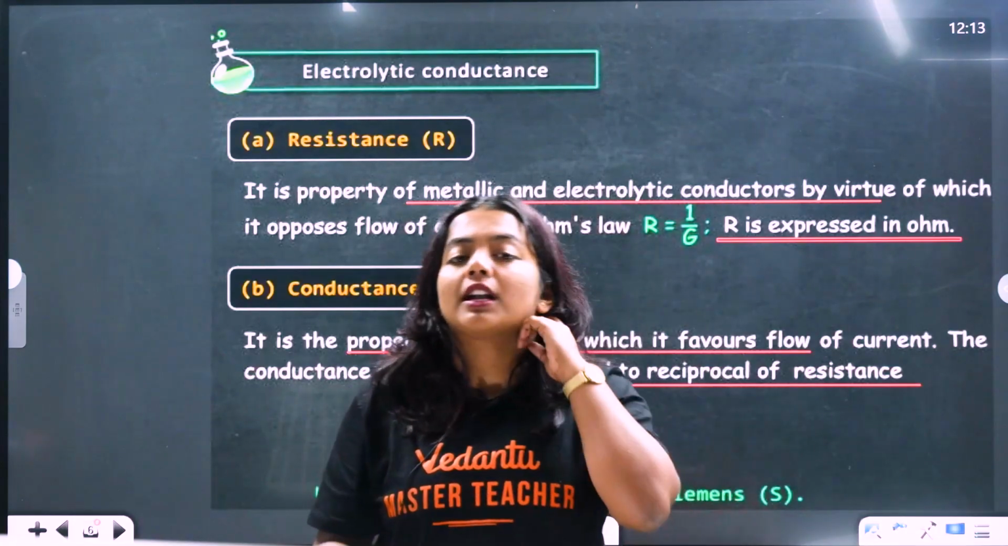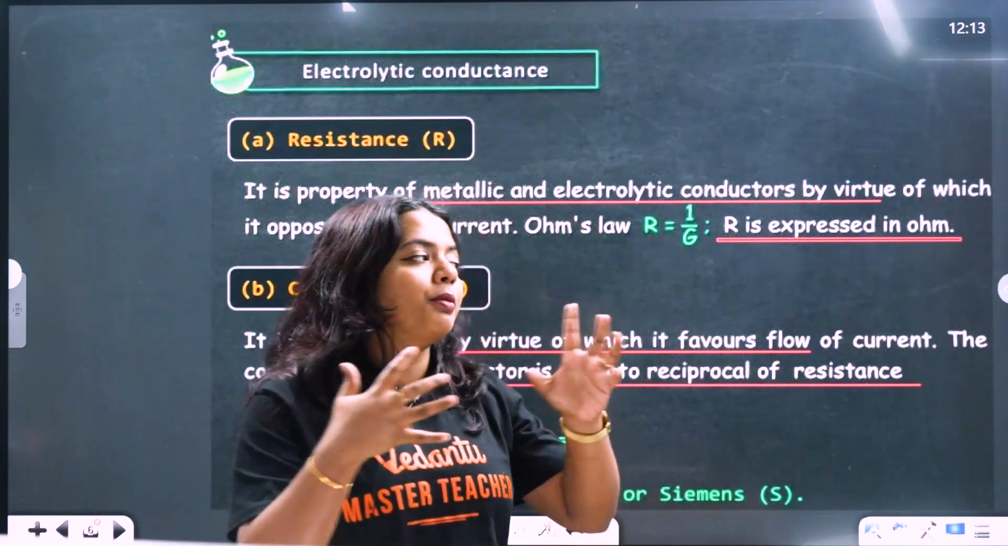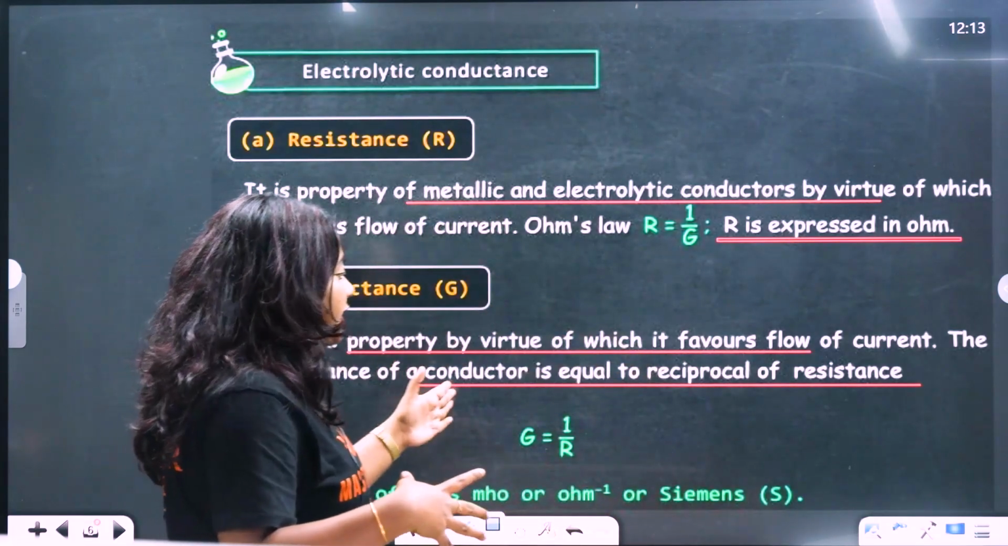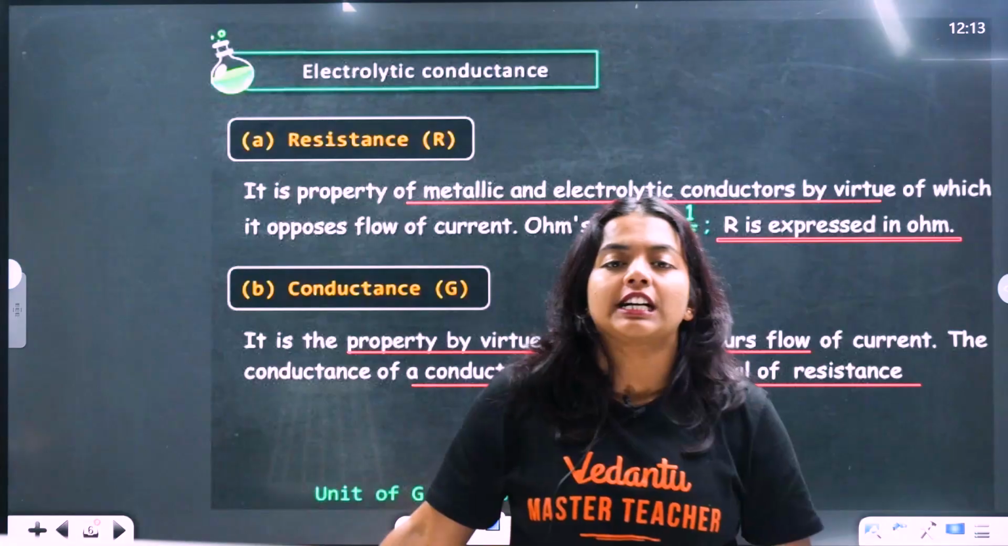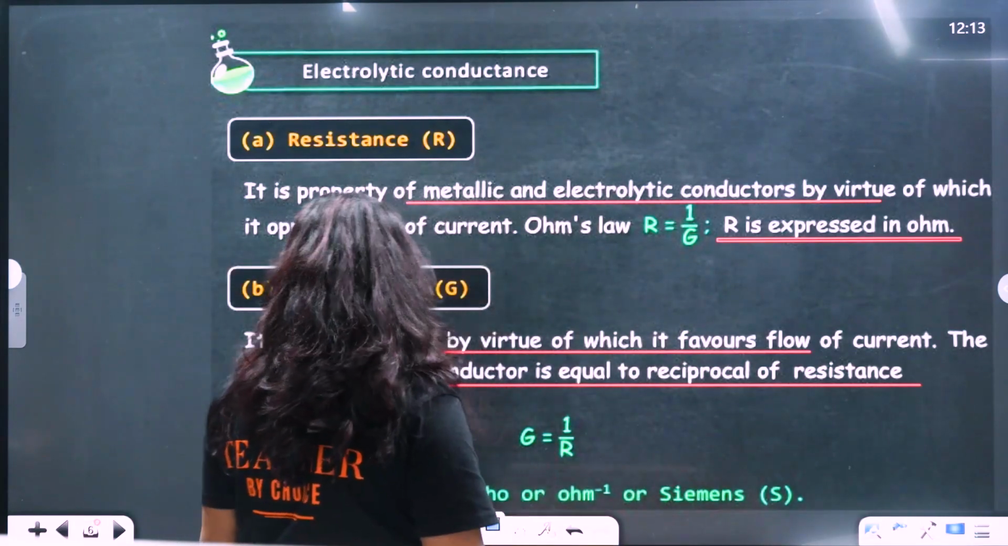So that is something called the conductance. That is actually called the conductance. The conductance of the conductor is equal to the reciprocal of the resistance. See, that is 1 by resistance.